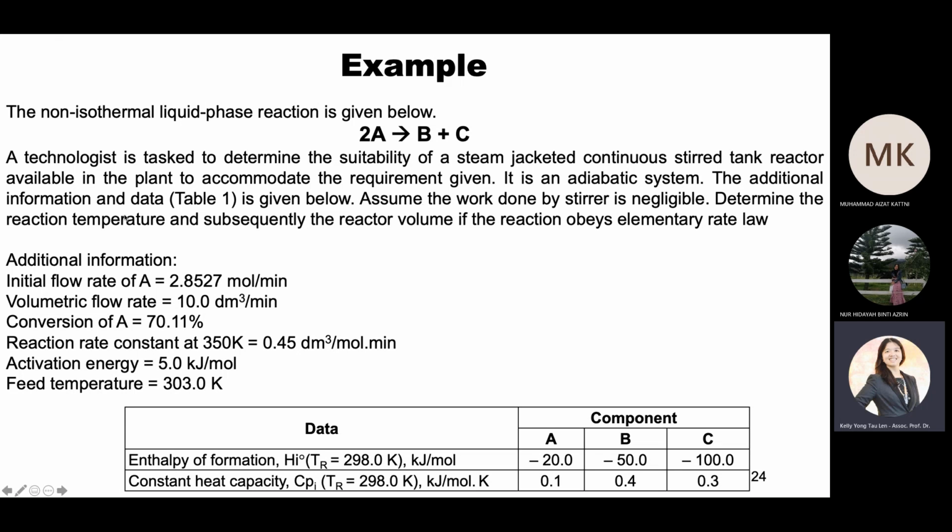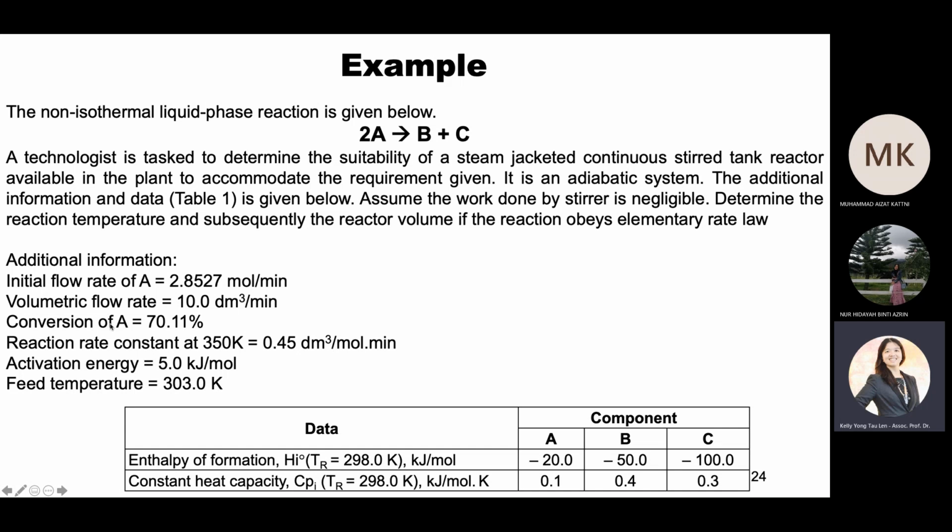Okay, it says determine the reaction temperature and subsequently the reactor volume if the reaction obeys an elementary rate law. So we calculate the temperature, then it asks us to calculate the volume of our CSTR. Let's see the information given. It gives us the initial flow rate of A, 2.8527 mole per minute, so FA0 is 2.8527. If you notice, this reaction has only one reactant, so it is easier. It gives us the volumetric flow rate v0, and it gives us the conversion.